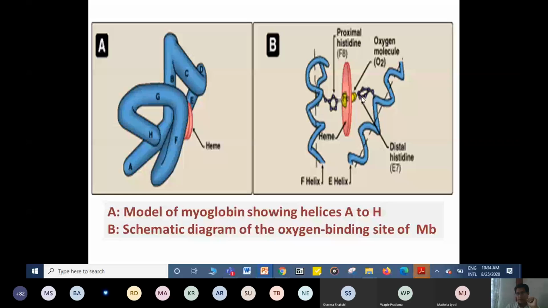This is stabilized by this histidine. Distal histidine means the histidine which is farther away. Proximal histidine means the histidine which is nearer. This is the proximal histidine present in F8. F8 means the 8th position of the F chain, and this is the distal histidine. E8 means the 8th amino acid of the E chain. Okay, this is about the structure of myoglobin.